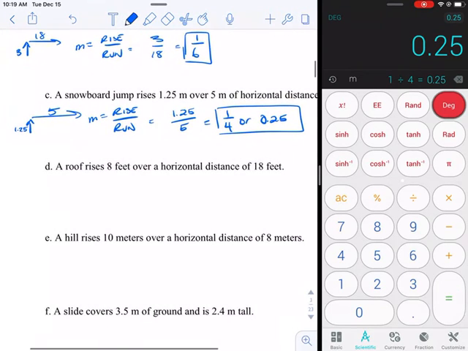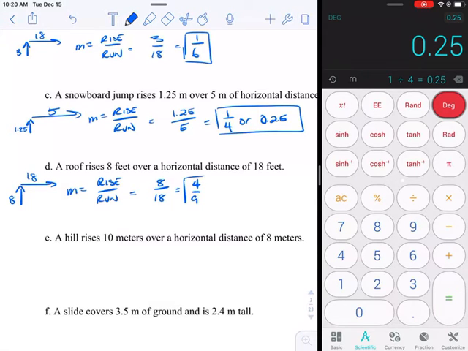Here's another one. A roof rises 8 feet, so it goes up 8, for a horizontal distance of 18. So the slope, again, is rise divided by run, which is 8 over 18, which reduces to 4 over 9. 4 over 9 means 4 divided by 9, which is 0.44 repeating.